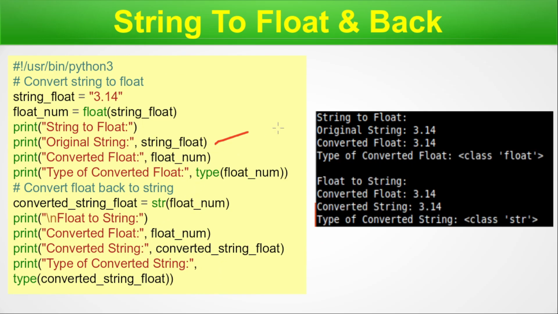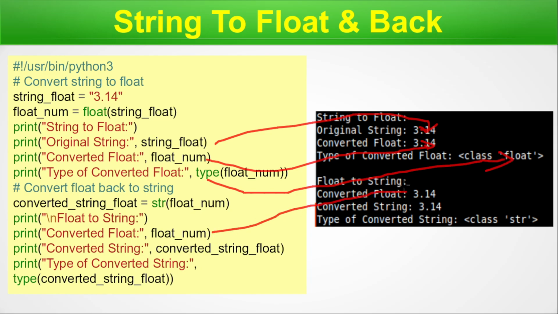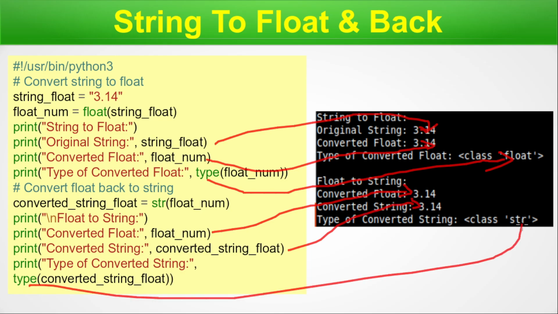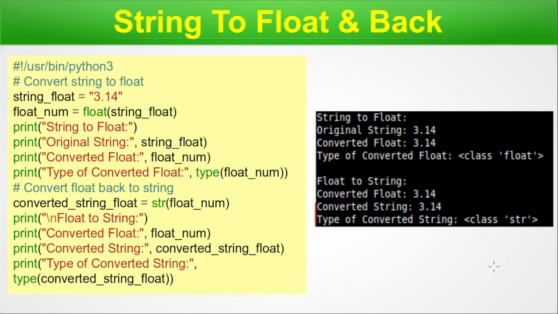So here this is a string, right? And this is your float number, which is converted. Now we do the type checking here and it is float. Similarly, we have the converted float, that is the floating number, and we have the string. Now on screen these two look the same, so we do the type checking here. So this way you can convert a float into a string and do the reverse.